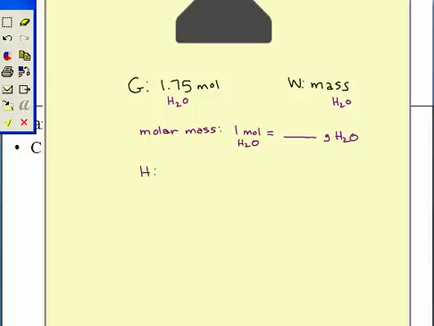So let's separate out our elements. We have 2 hydrogen atoms, or 2 moles of hydrogen atoms in a mole of water, and 1 mole of oxygen atoms in a mole of water. And then we look on the periodic table to get their masses. Hydrogen is 1.01 gram, and oxygen is 16 grams. So I'm going to write my answers in correct sig figs here.